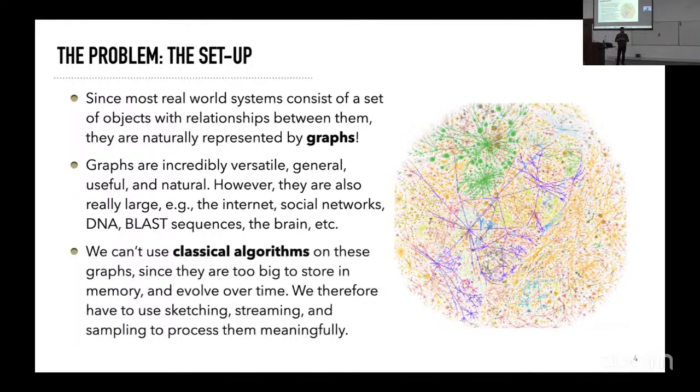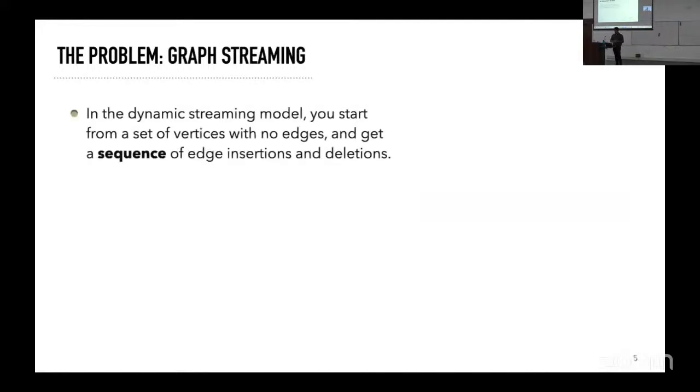And therefore, in particular, you cannot use classical algorithms on these very large and constantly evolving graphs, right? Because classical algorithms typically assume that you can store the whole graph in memory and you can pull from whatever part of it that you want. And so we therefore have to use techniques such as sketching or streaming or some kind of sampling process or some kind of zooming into a graph in order to make any progress meaningfully. So that's where we get graph streaming from.